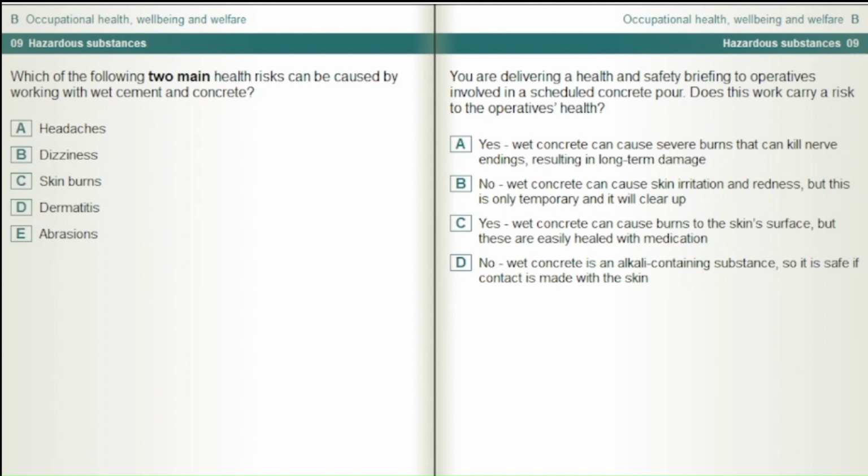You are delivering a health and safety briefing to operatives involved in a scheduled concrete pour. Does this work carry a risk to the operative's health? Yes, wet concrete can cause severe burns that can kill nerve endings, resulting in long-term damage. No, wet concrete can cause skin irritation and redness, but this is only temporary and it will clear up. Yes, wet concrete can cause burns to the skin's surface, but these are easily healed with medication. No, wet concrete is an alkali-containing substance, so it is safe if contact is made with the skin.